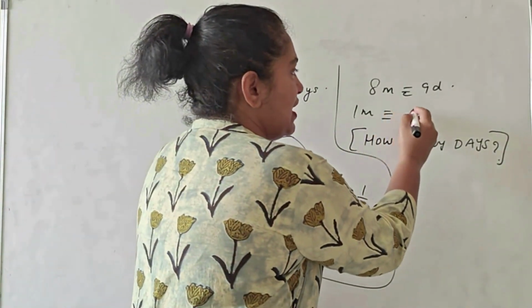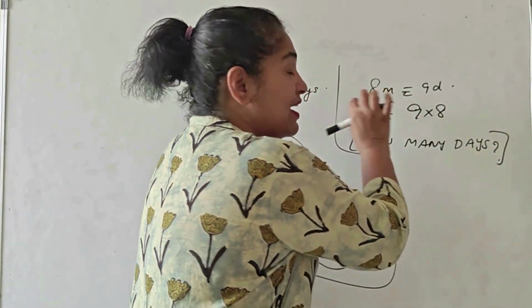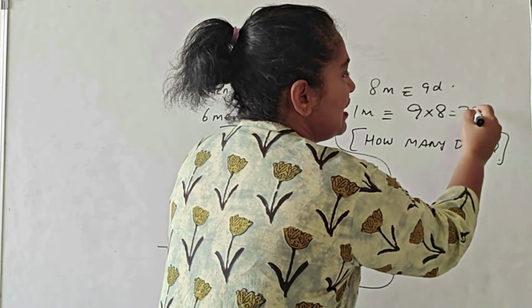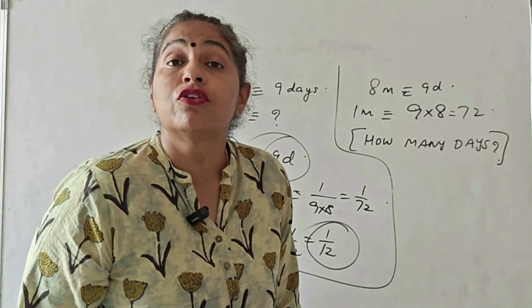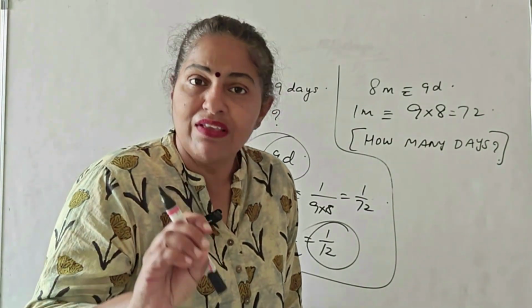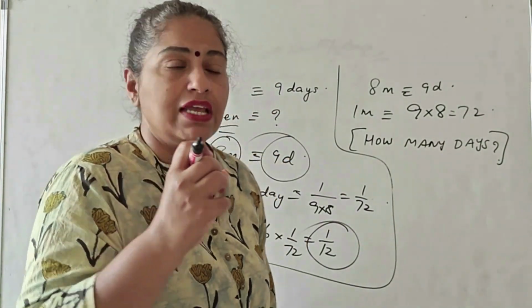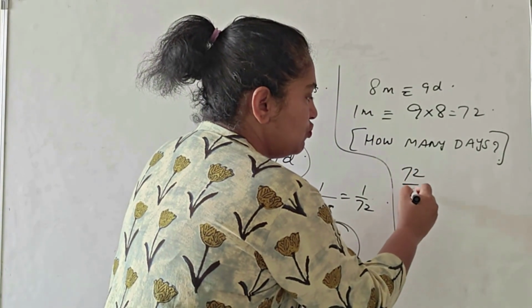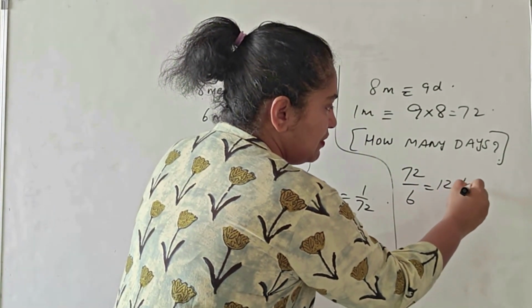One man will take as many number of days as 8 men, thus giving us 72 days in order to finish the work. Now, when I am employing 6 men, automatically the work will get reduced. So, 72 by 6, 12 days.